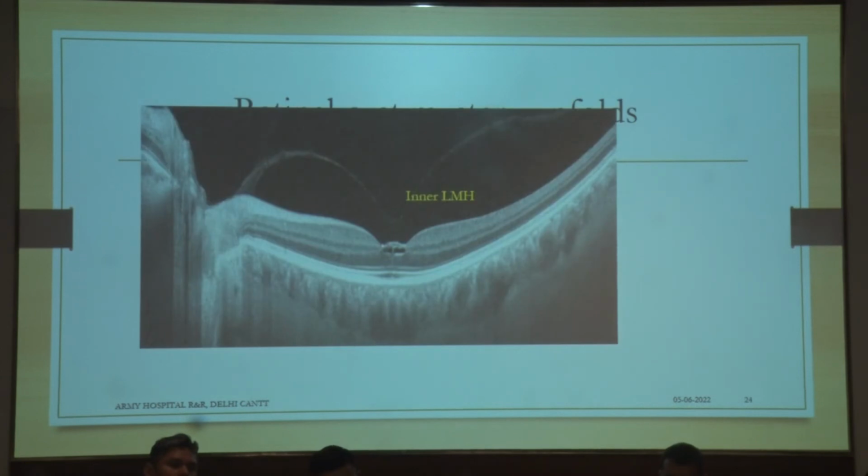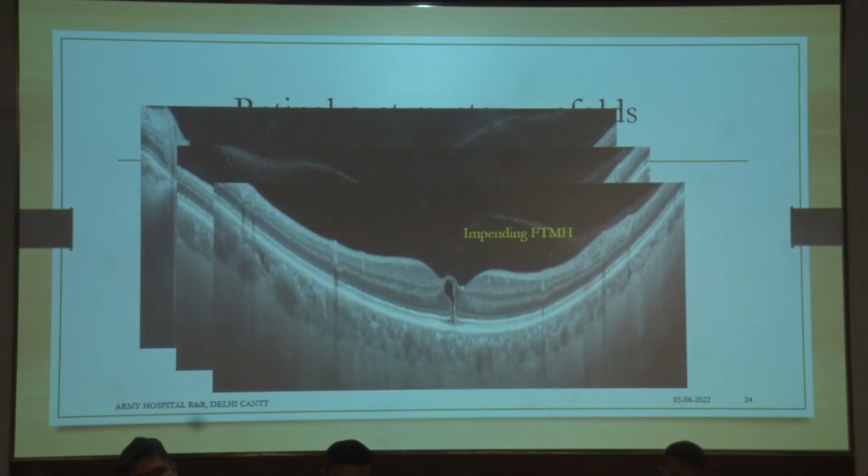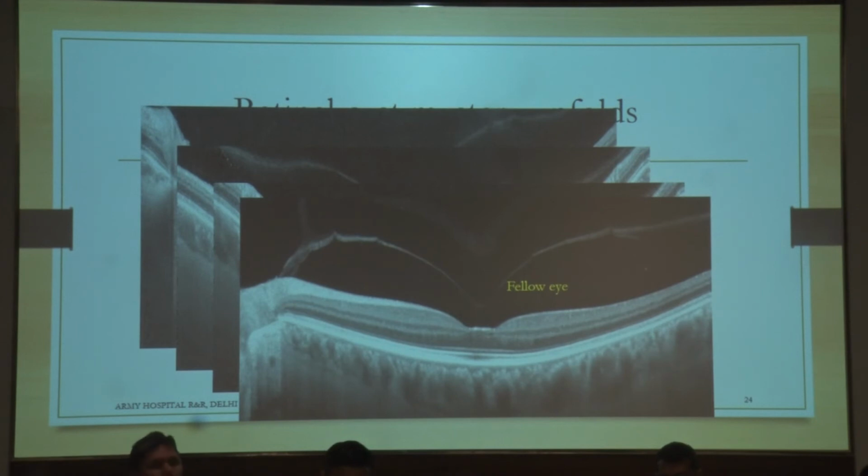This is again a lamellar macular hole, and on swept source OCT you can see it, and when you see the other eye, it's a normal fovea. So you diagnose a case of a lamellar macular hole. This is again an impending full thickness macular hole. Again, sometimes it is misdiagnosed as a case of MacTel. When you see the other eye, it is normal. So that rules out MacTel.